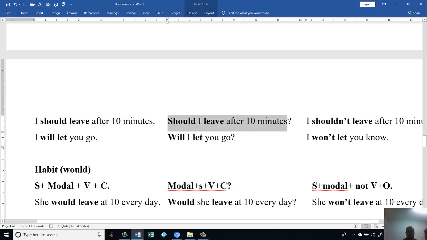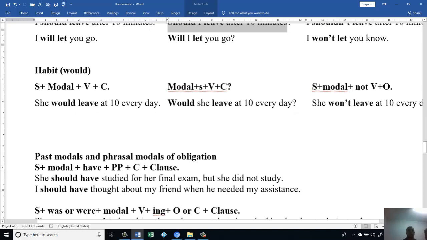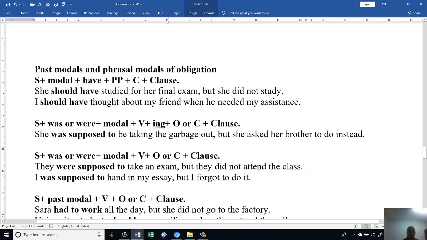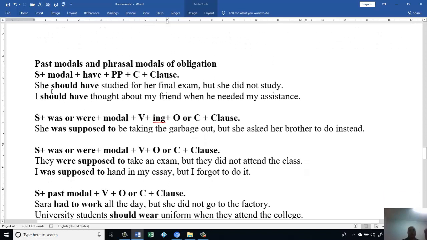Okay, for habit, we use would. She would leave at 10 every day. Would she leave at 10 every day? Or sometimes you could say she wouldn't leave at 10 every day. Sometimes we have modal in the past. We have some ways to make a modal to be in the past. For example, we have subject, modal, plus have, then past participle.